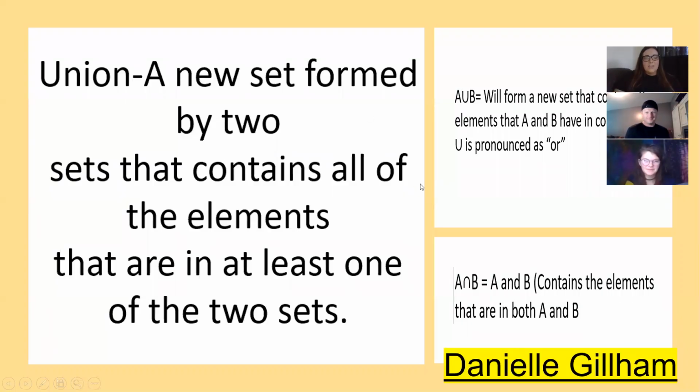All right. So a union is a new set formed by two sets that contain all of the elements that are in at least one of the two sets. So it can be them combined, or it can be either or. So when you have your regular U shape, it's going to form a new set that contains the elements that are in A or B, so it's going to be considered as or. When you have your upside down U, it contains the elements that are in both A and B together.